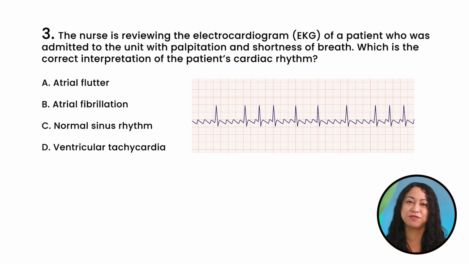The nurse is reviewing the electrocardiogram, EKG, of a patient who was admitted to the unit with palpitation and shortness of breath. Which is the correct interpretation of the patient's cardiac rhythm? A. Atrial flutter. B. Atrial fibrillation. C. Normal sinus rhythm. Or D. Ventricular tachycardia. And the correct answer is A.